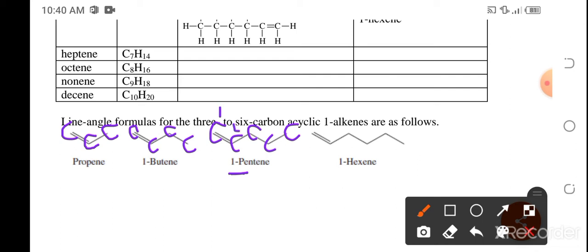But we are not putting the second number anymore. Only the first or only the lower number of carbon atom that bears the double bond. So for 1-hexene, so we have 6 carbon atoms here. And the double bond is in between 1 and 2, hence we are naming it 1-hexene.